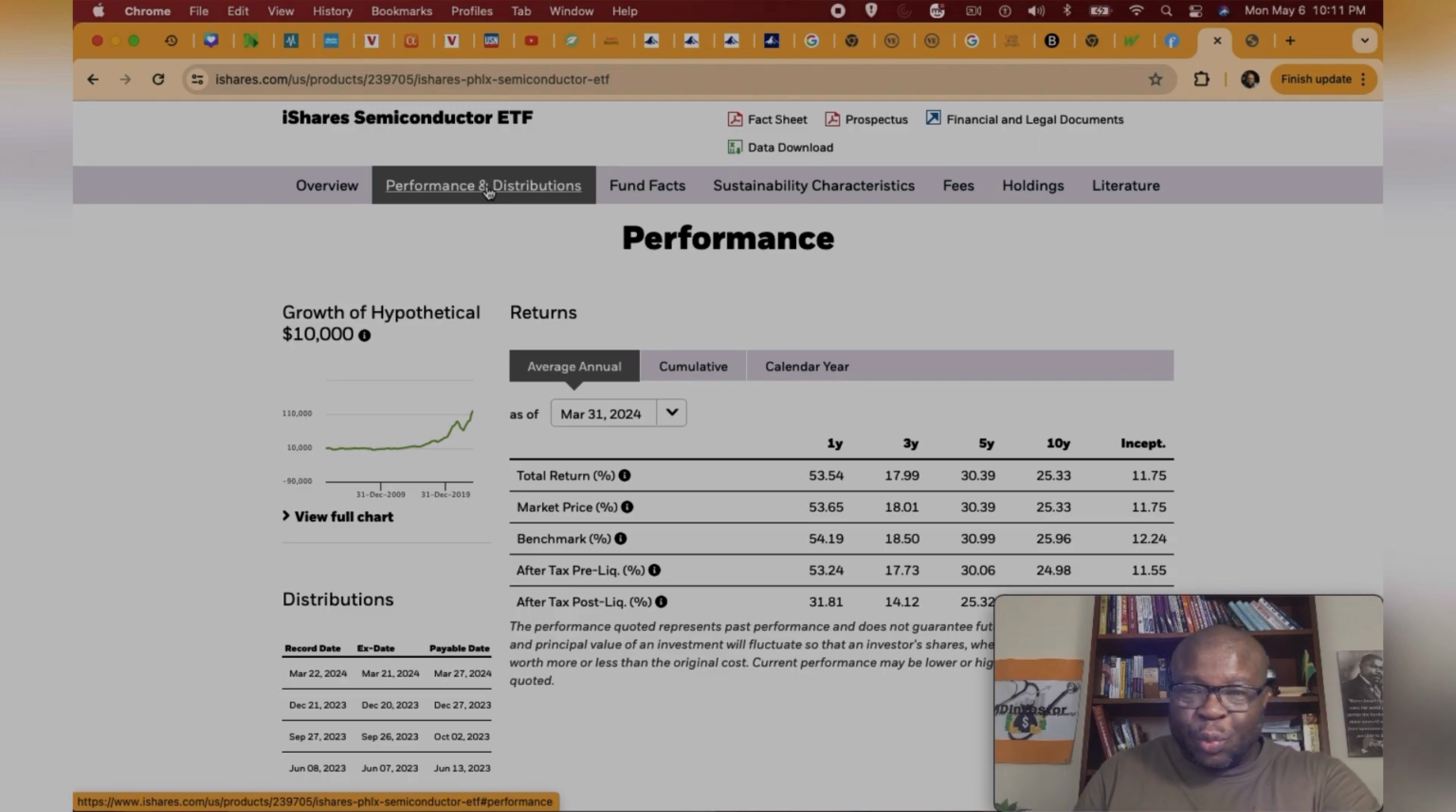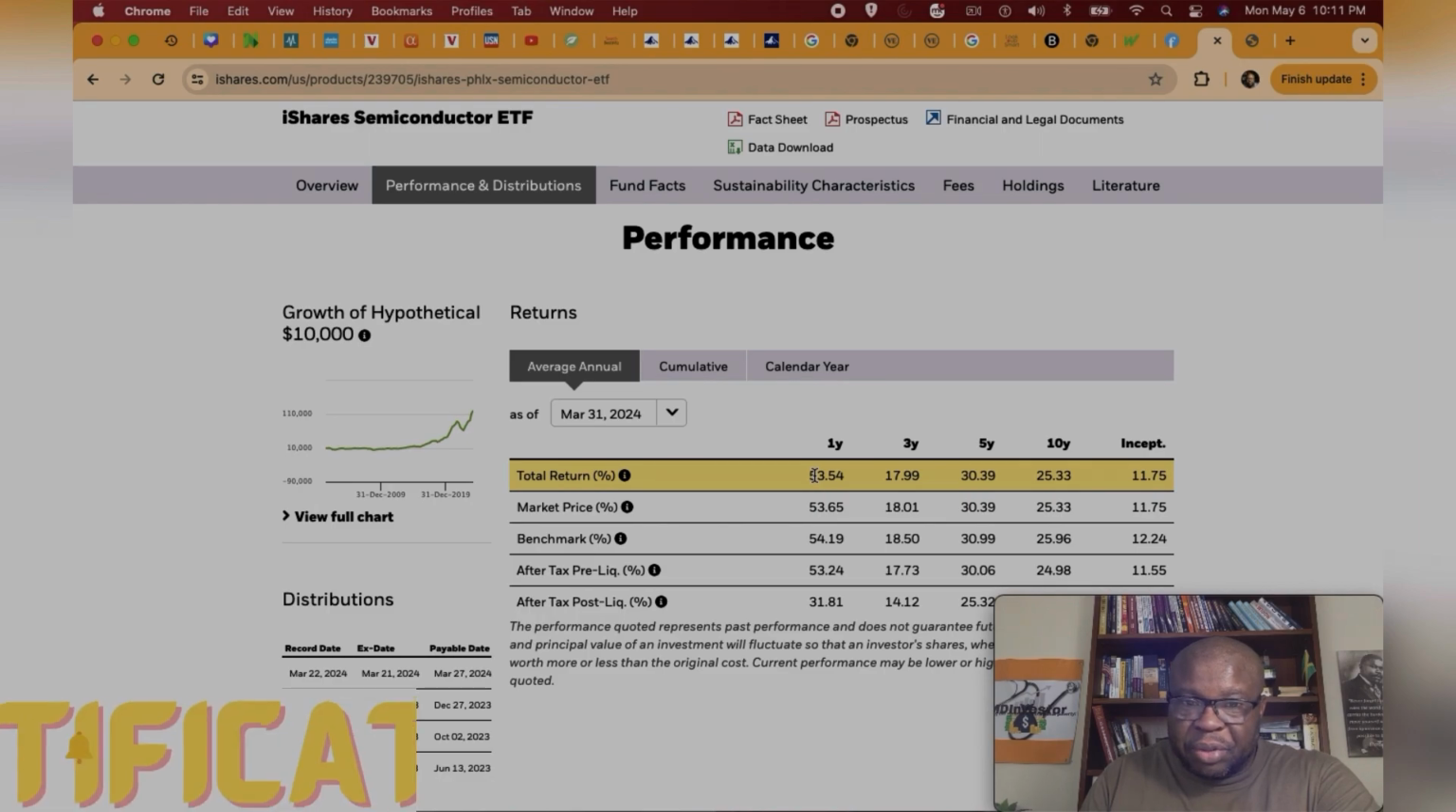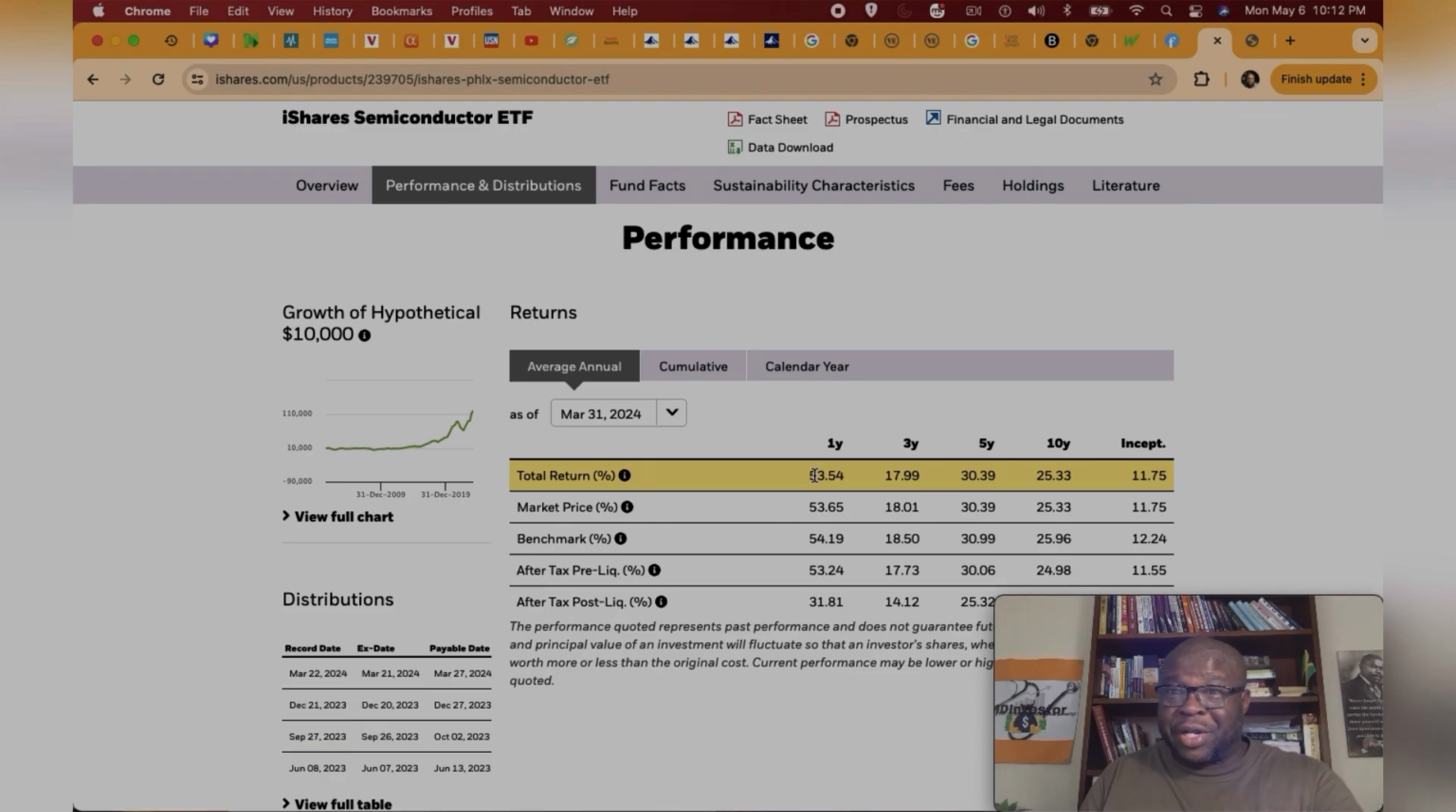Over the last year, the 1-year return has been about 53.5%. The 3-year return has been about 17.99%. The 10-year return has been about 25.3%, which is great. This ETF has been in existence since July 10th, 2001, and since inception, it's been about 11.75%. But keep that 10-year return of 25.3% in mind, because we're going to use that when we do our projections.